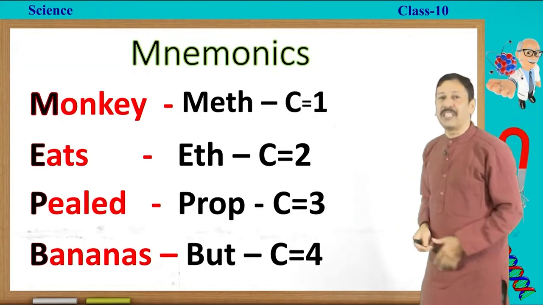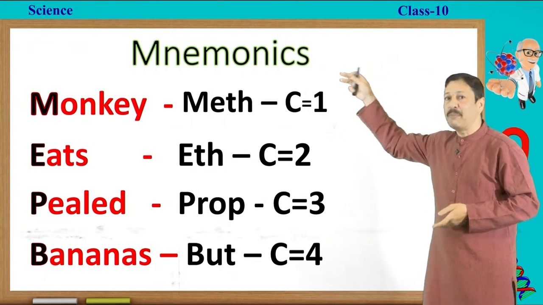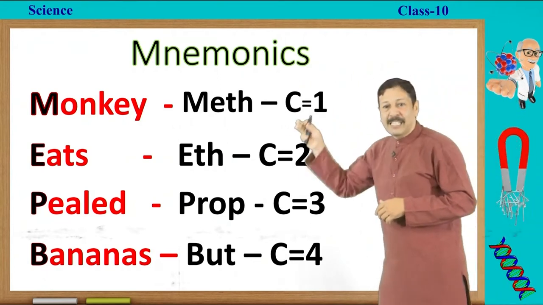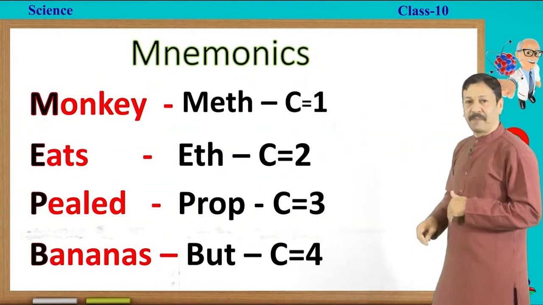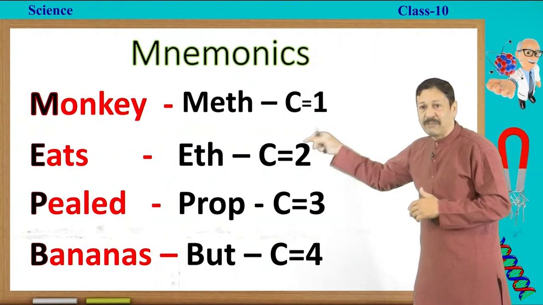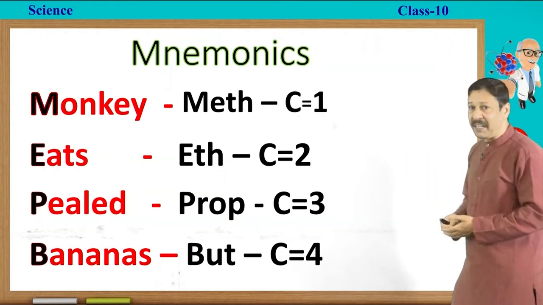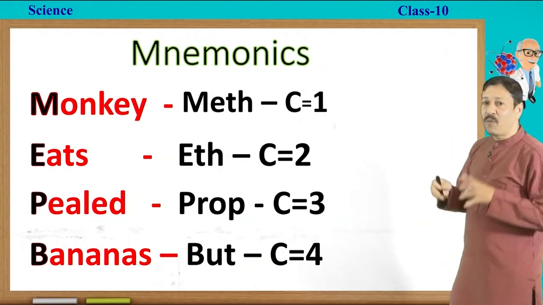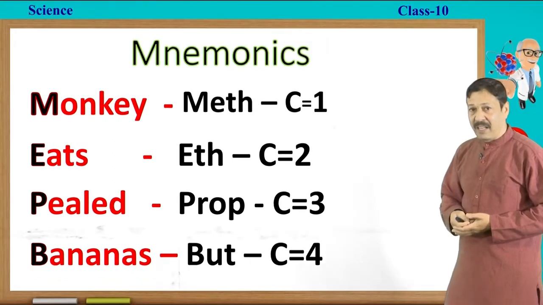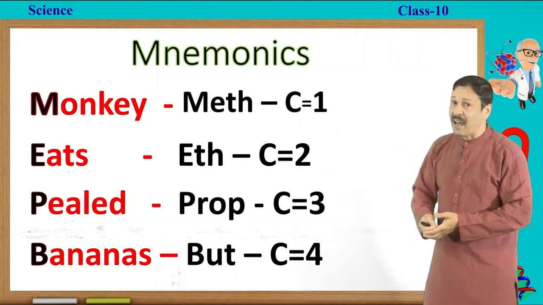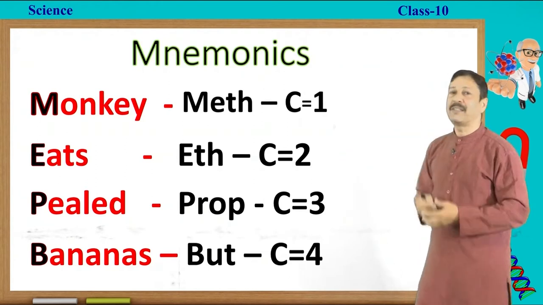This is the important mnemonic for you. You can easily remember the first 4 members with the help of this mnemonic. What is that? Monkey eats peeled bananas. Here, M stands for meth, carbon 1. Eats, E stands for eth, which has carbon 2. Then peeled, P stands for prop, it has carbon 3. Then but, which has 4 carbon atoms. Bananas. Like this, you can make your own mnemonics. From 5 carbons onwards, it will be very easy. Already you studied pentagon, hexagon, heptagon, octagon in mathematics.